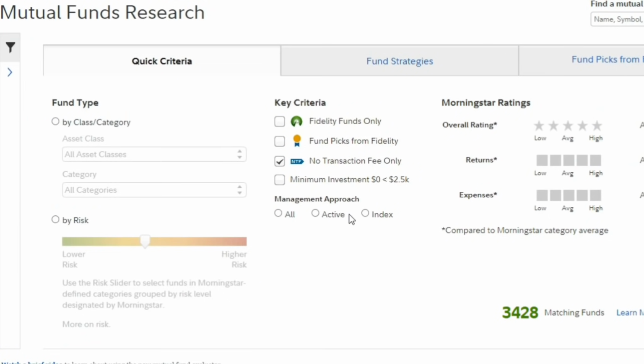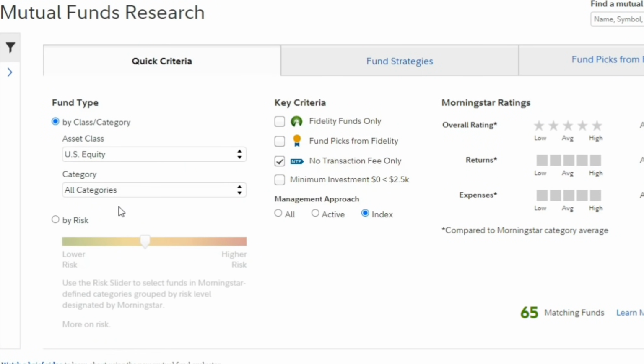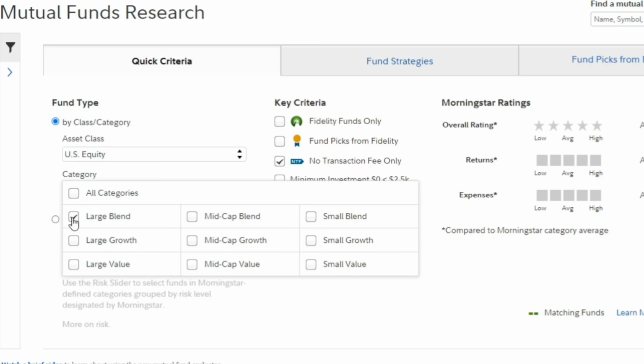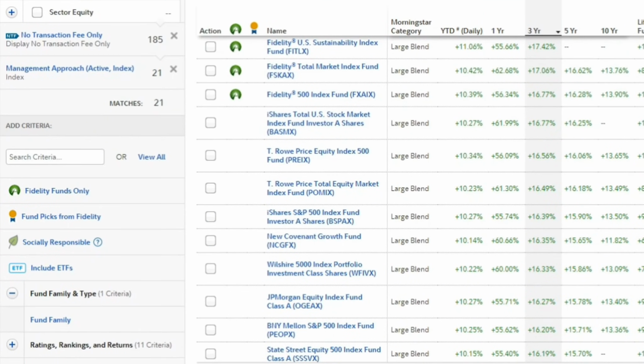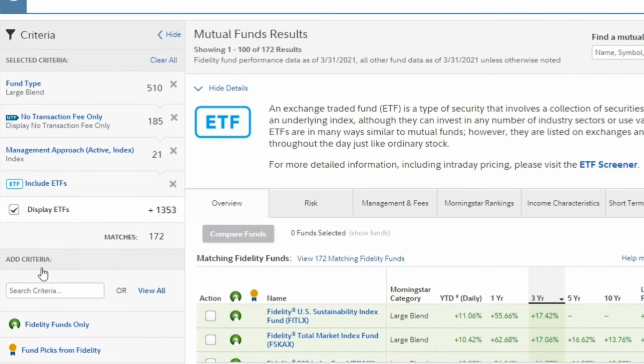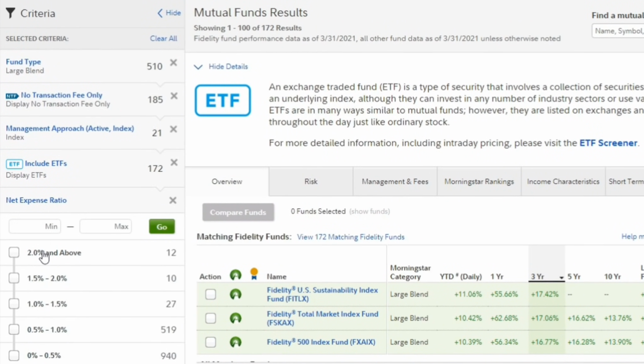So what we're gonna do first off is we're gonna choose index. We're also gonna go by class and category, and we're gonna switch it to US equity, and we're gonna go to large blend, okay? We've got 21 matching funds. We've got a little bit more here in just a second. We're gonna say include ETFs, because I'm open to ETFs, because I can buy them from any company. And then what we'll do is we'll also go to the expense ratios, and we'll come down to expense ratios, go to net expense ratio, and we're gonna choose from 0 to 0.05%.